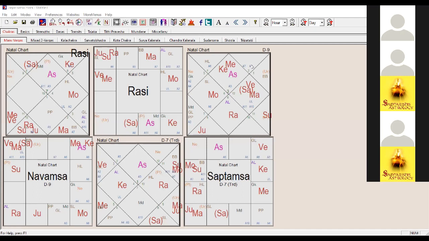Sir, why did you take Mars? Sorry, I'm not clear about that. I have taken Mars because Mars's dispositor Venus is in the 5th house. Okay, got it. So for every event, first you have to analyze the D1 chart. From the D1 chart, you will get a clue which other divisional charts you have to consider.